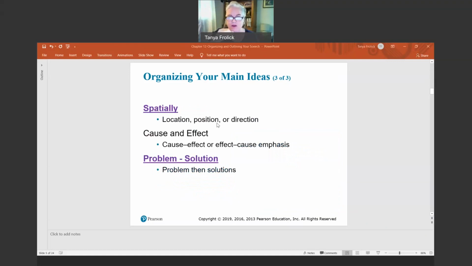Okay, but spatially is by location: east, west, north, south. If you don't like those designations, you can always go with down the road. Then there's cause and effect, where you discuss the cause with us.